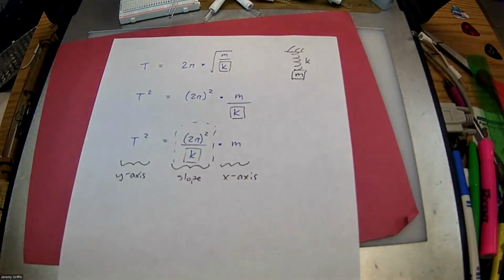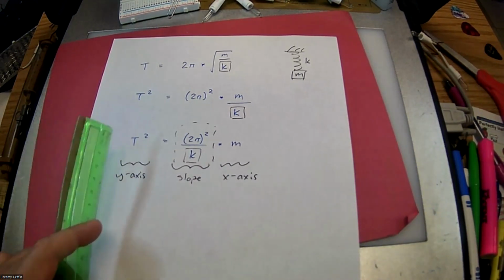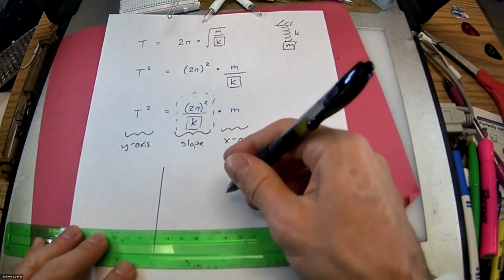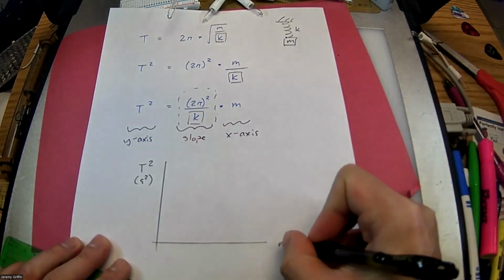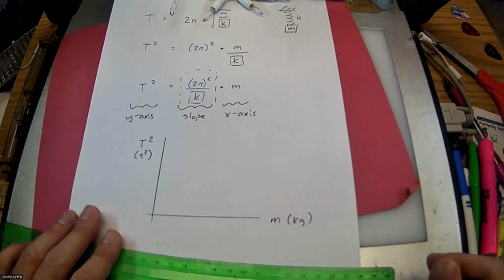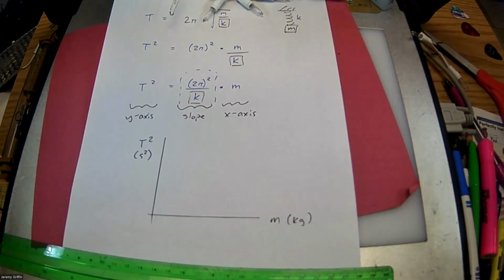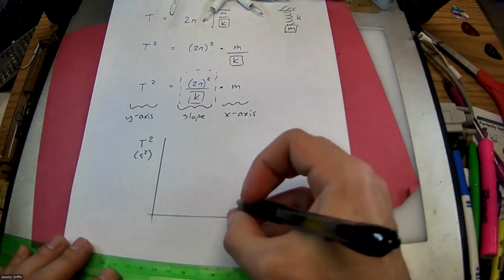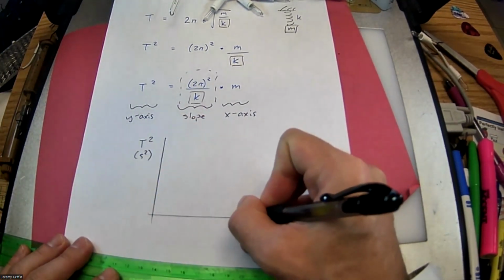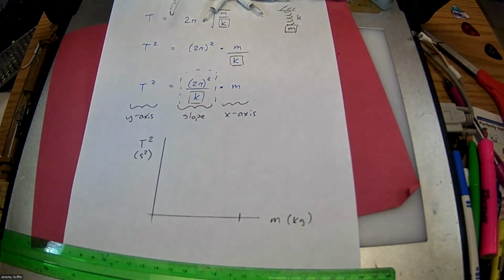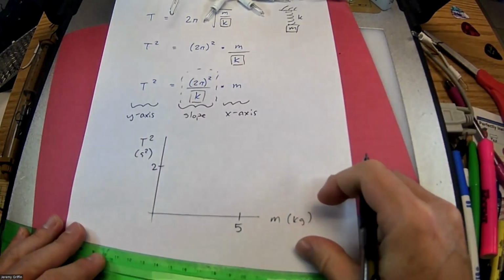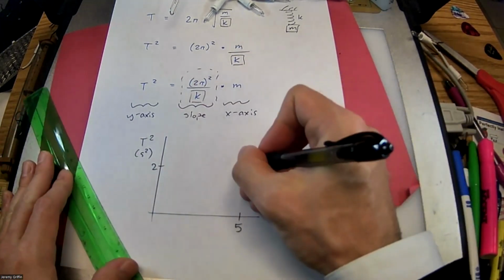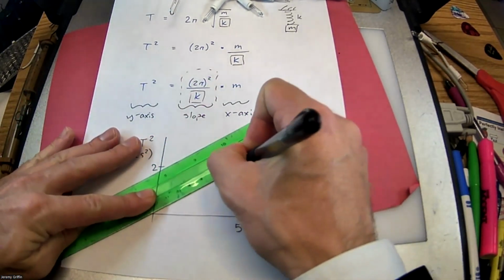Now that should be something you're able to do from scratch with just blank paper and maybe some data. You should be able to come up with that. That leads exactly to what they were showing, because they have time squared in square seconds on this axis, and they have mass in kilograms on this axis. And then there was this straight line where at one point they had a mass of 5 kilograms that corresponded to a square time period of 2 square seconds. Like this was a point on the graph. And then it was a direct relationship.